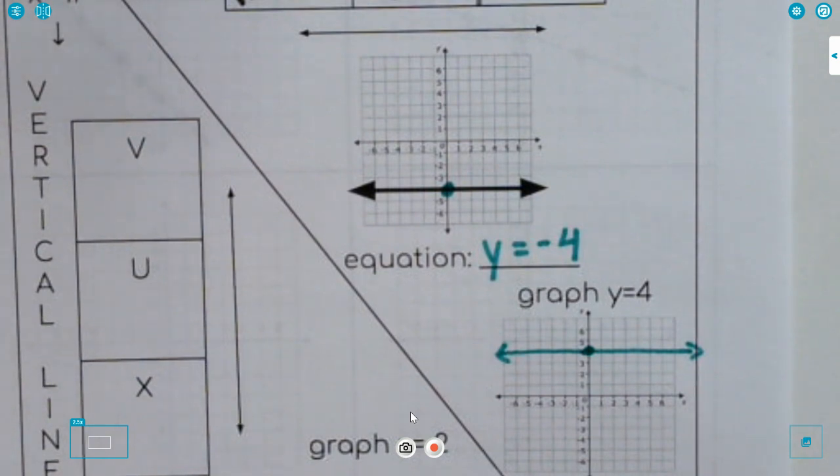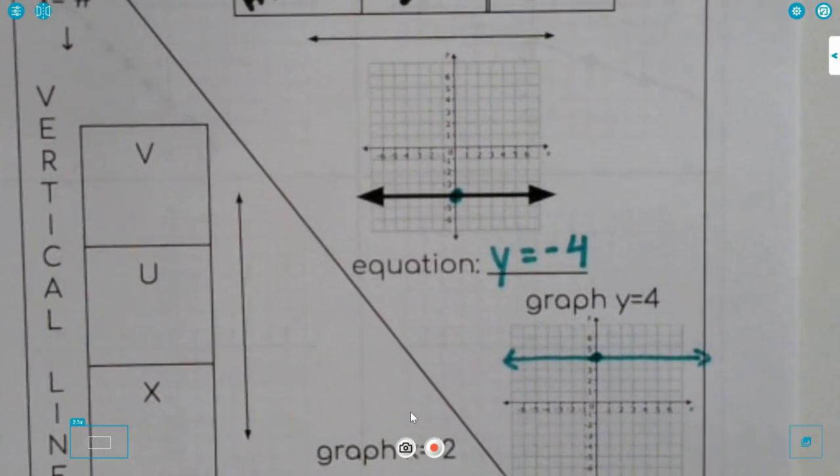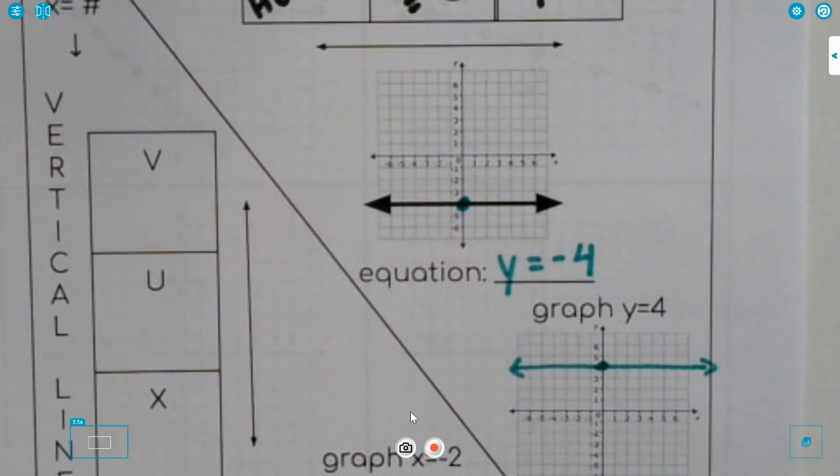So when you get a y equals a number or an x equals a number equation, I just ask kids to say, is it HOI or is it VUX? If it's HOI, it's horizontal. If it's y equals. If it's VUX, it's x equals. Okay, so any questions about horizontal lines?